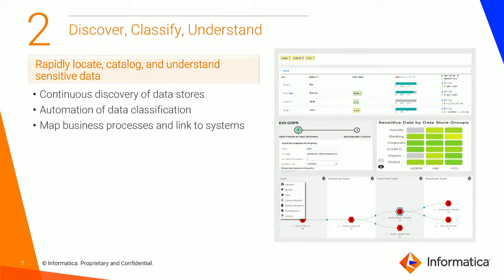The second step is to continuously discover the data stores and automate data classification and mapping of business processes, the data flow across business processes into the systems. So what's the location and volume of regulated data? Intelligently using data policies and understanding the combination of personal data and how it can be used for fraud or theft. And we really need intelligence to understand these data combinations and the threats that they create.